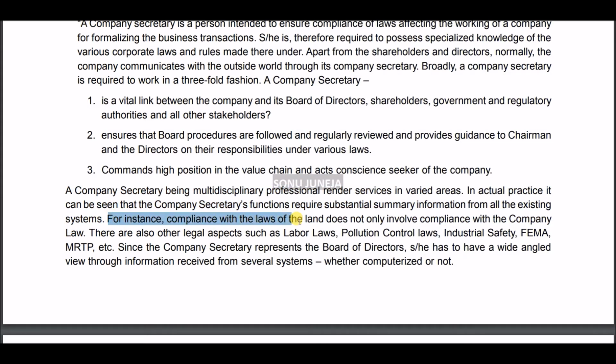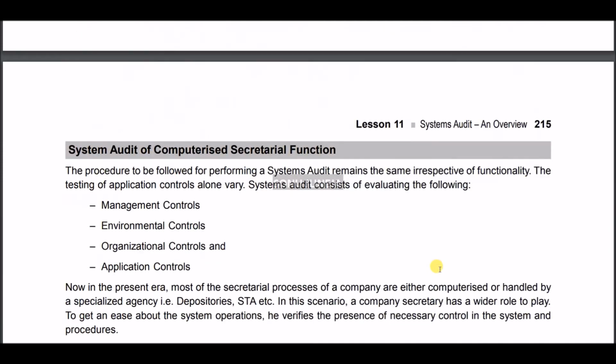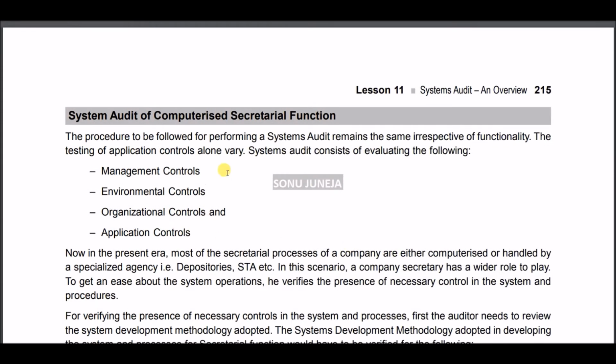For instance, compliance with the law of the land does not involve compliance with company law alone. There are other legal aspects such as labor, pollution, industrial safety, FEMA, MRTP, etc. Since the company secretary represents the board of directors, she or he has to take a wide-angle view through the information received from the system, whether computerized or not. The system audit of computerized secretarial function.